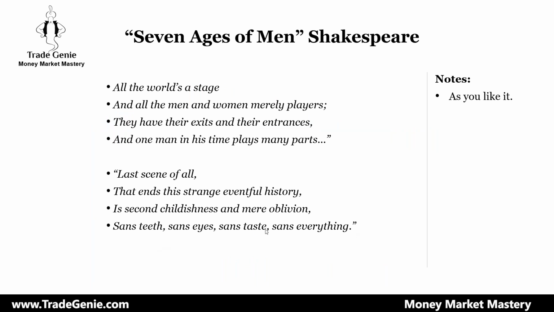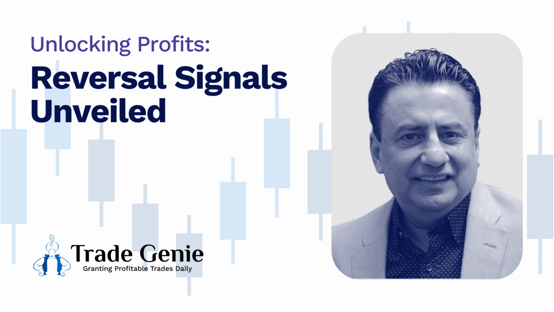Sans teeth, sans eyes, sans taste, sans everything. So I wanted to let you know what you need to do is to start creating a list of symbols which are very overbought and put them in your watch list, so you are ready. So one of the symbols is Apple. Out of all, Apple is one you need to put on your watch list. So this concludes today's topic of spotting the reversal signal.